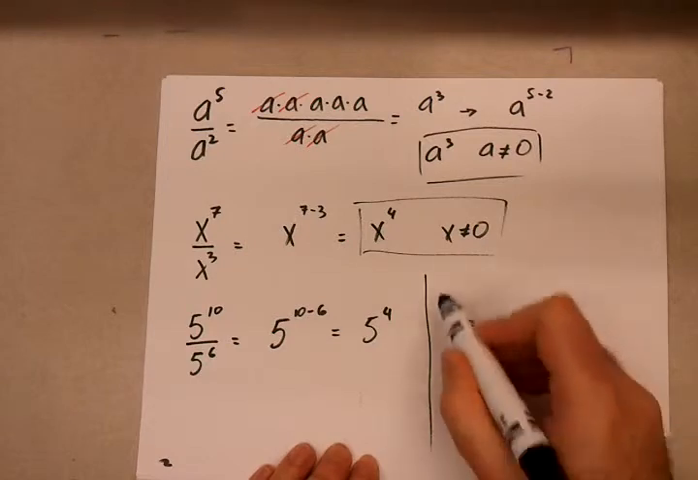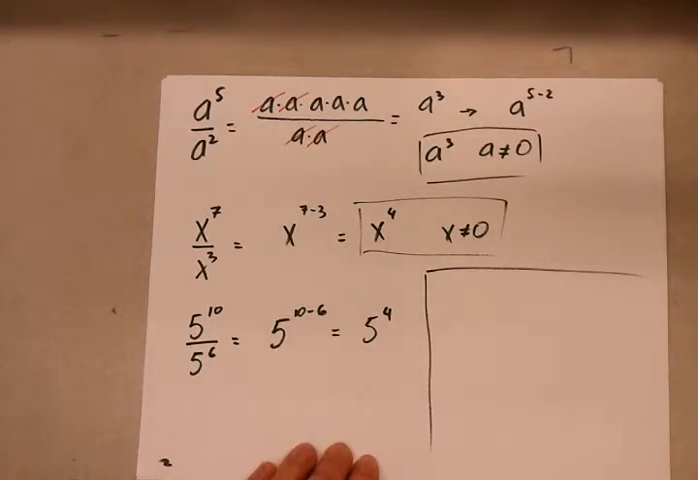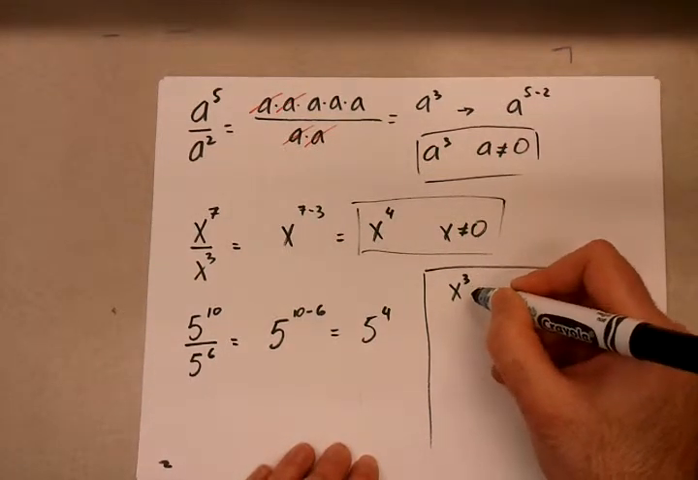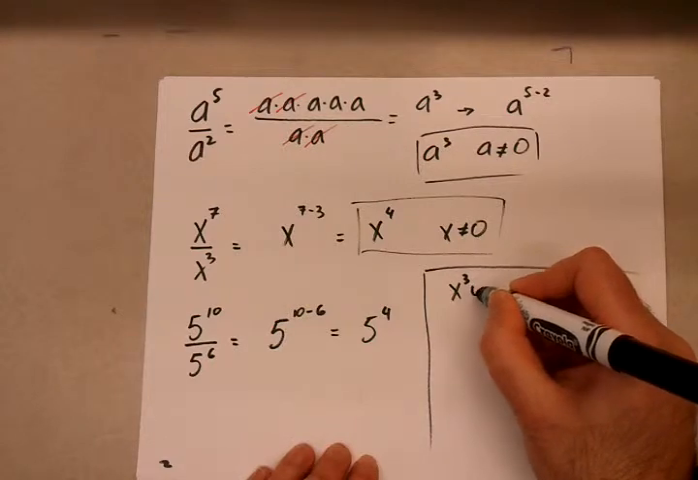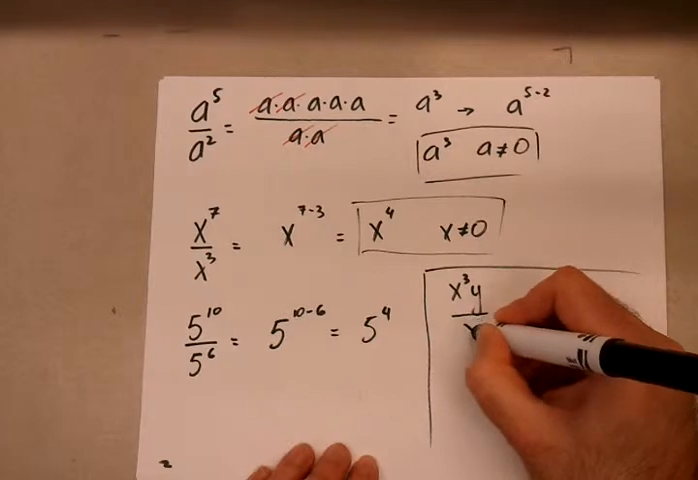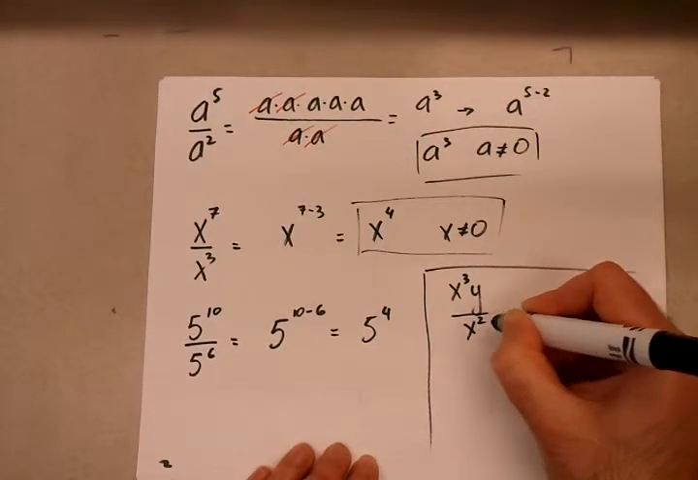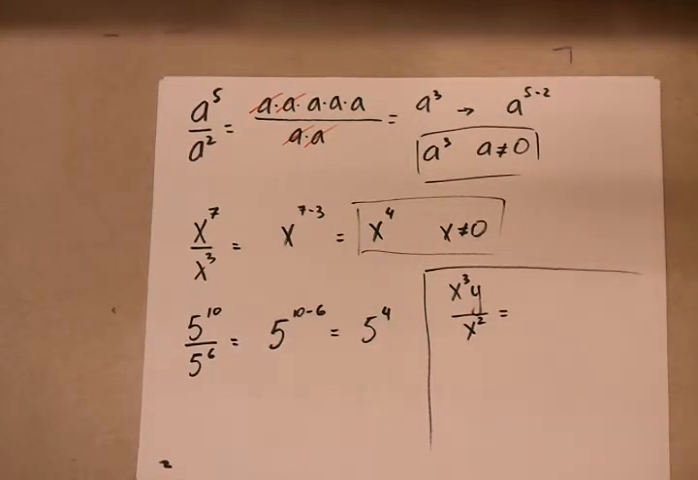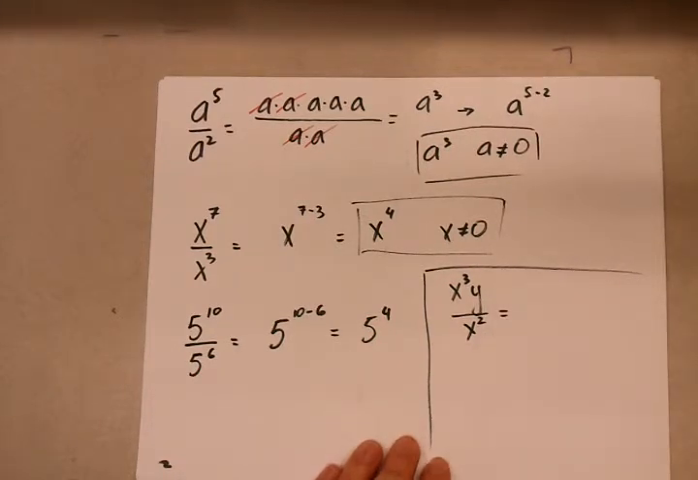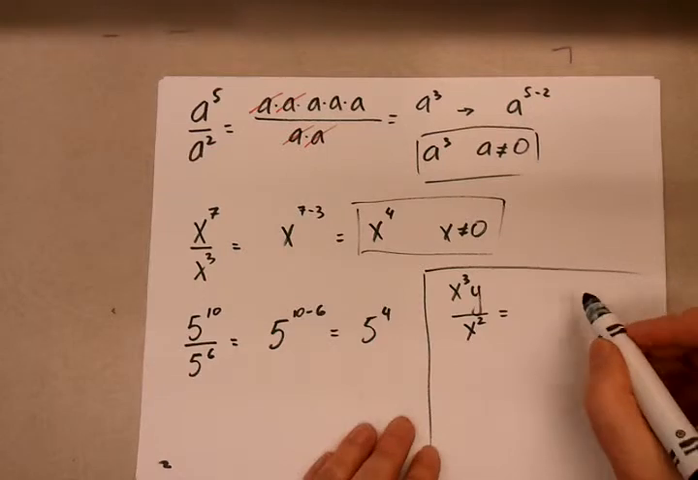Let's do one more here to save some space. I'll box this one out. We have x to the third power times y all over x to the second power. So it looks a little different, right? But treat it as what we just did. The y doesn't have a corresponding base in the denominator, which means we really can't do anything with it. So you just write the y over here.